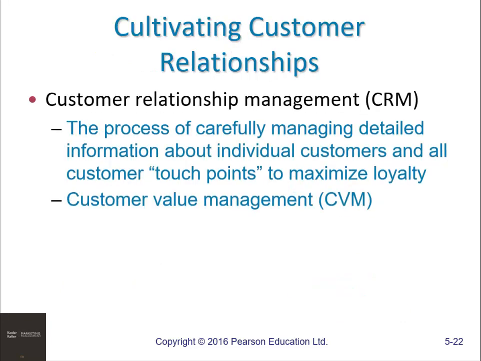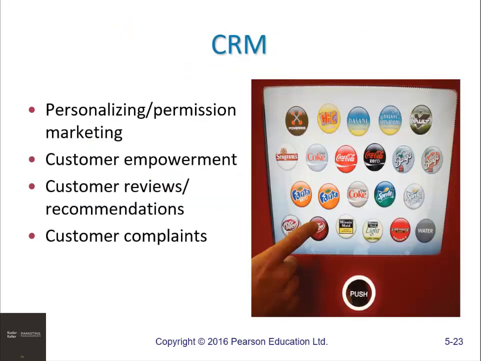CRM is important because a major driver of company profitability is the aggregate value of the company's customer base. A related concept, customer value management or CVM, describes the company's optimization of the value of its customer base. CVM focuses on the analysis of individual data on prospects and customers to develop marketing strategies to acquire and retain customers and drive customer behavior. CRM includes personalization, permission marketing, customer empowerment, customer reviews and recommendations, and customer complaints.